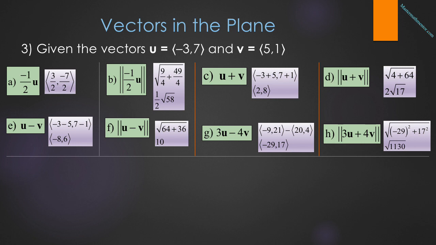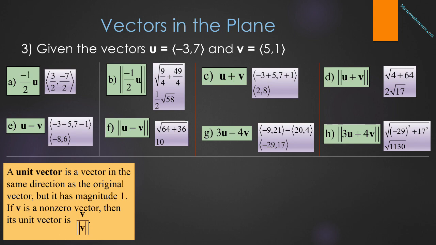G asks for 3u minus 4v. So 3u is negative 9, 21, and 4v is 20, 4. So we subtract the components and we get negative 29, 17. And H asks for the magnitude of that vector, which is the square root of negative 29 squared plus 17 squared, or the square root of 1,130.